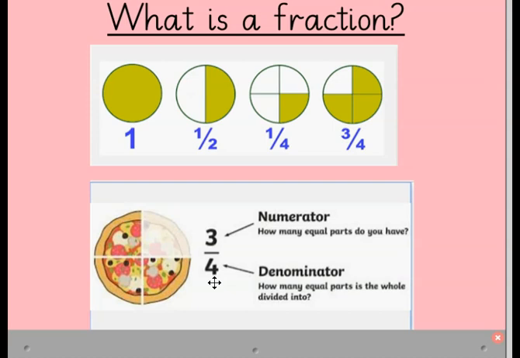We can then look at the top number. Now, if that top number was 1, we would have a unit fraction, one single fraction. But here it is 3. So the numerator tells us how many equal parts we have. So here we have 3 out of 4 pieces of pizza.